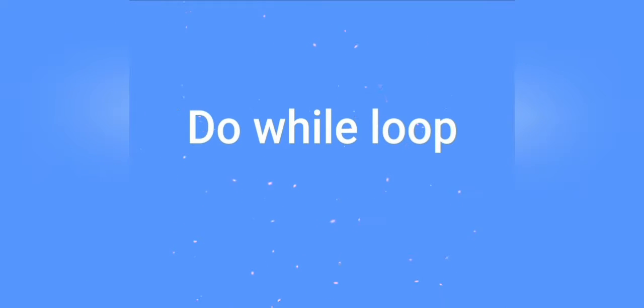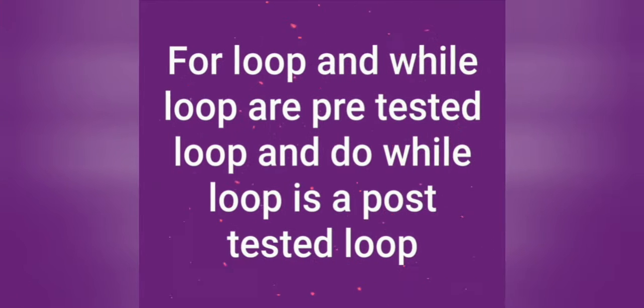In today's video, we will be learning in-depth concepts about the do-while loop. In my last two YouTube videos, I have explained the concept of for loop and while loop. For and while loop are pre-tested loops and do-while is a post-tested loop. In pre-tested loops, the block is executed only and only if the condition is true. But in a post-tested loop, our block is executed at least once and then the condition is checked. So first execution takes place and then the condition is checked.